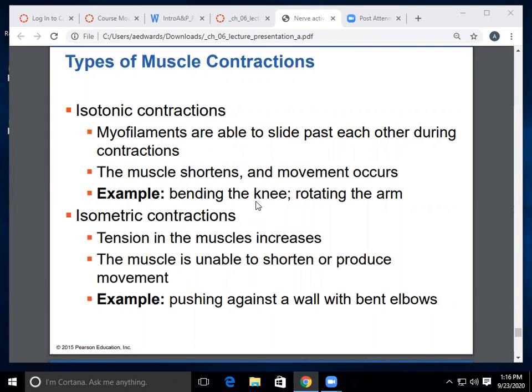All right, so isotonic contractions. The filaments are able to slide past one another during muscle contraction. So your muscle will shorten, and you get movement. If you bend your knee or rotate your arm, these are all isotonic contractions.